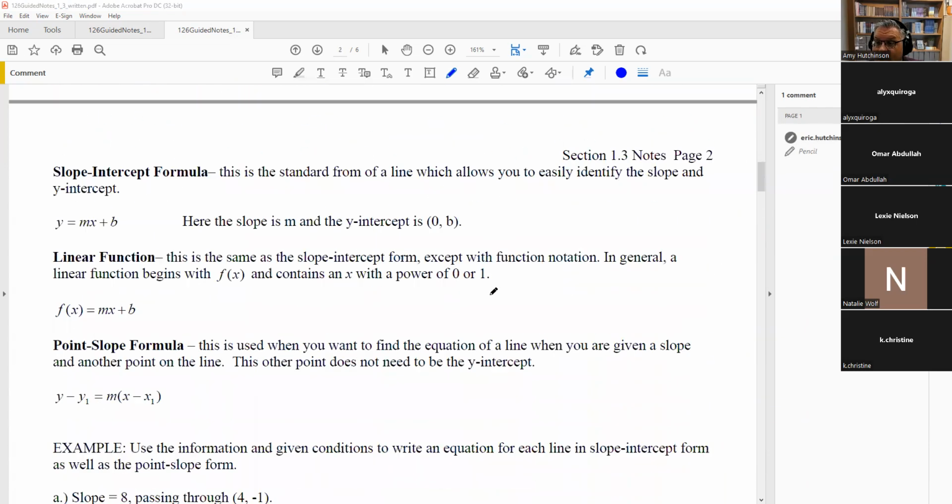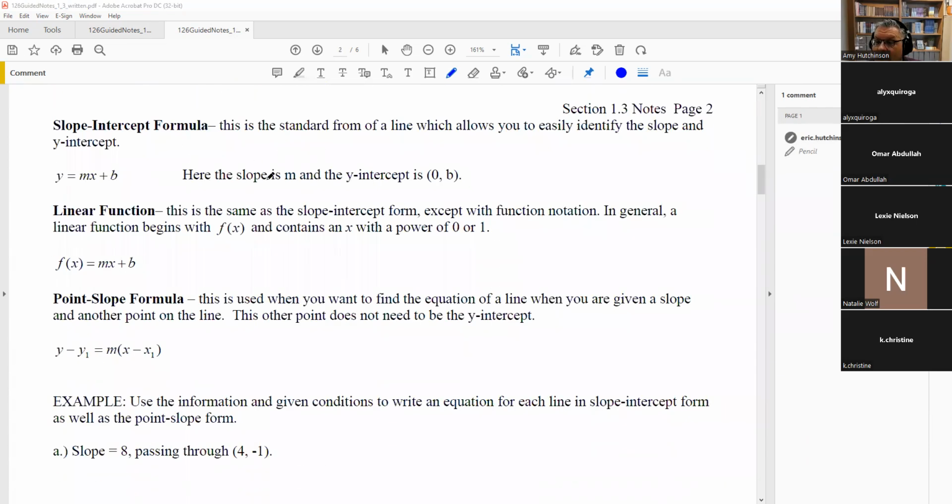Okay. Next, we're going to move on to the slope-intercept formula and linear function. And so these three formulas are ones that we're going to look at. These are all in your notes. Okay, but we've got slope-intercept is y equals mx plus b. Slope is the m and the intercept is the b. That's why it's called slope-intercept formula, because if it's written out this way, you can easily tell what the slope and the y-intercept are. We have that.